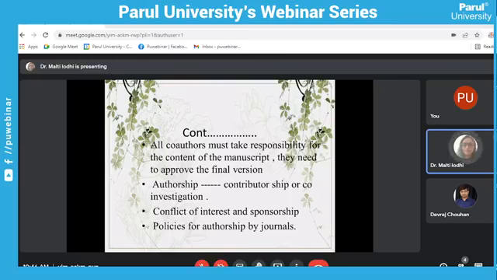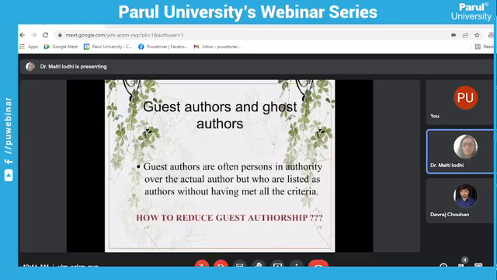Then authorship, contributorship, or co-investigators. Then conflict of interest and sponsorship have to be remembered. Then policies for authorship by the journals all depend on the organization or your institution's policy.